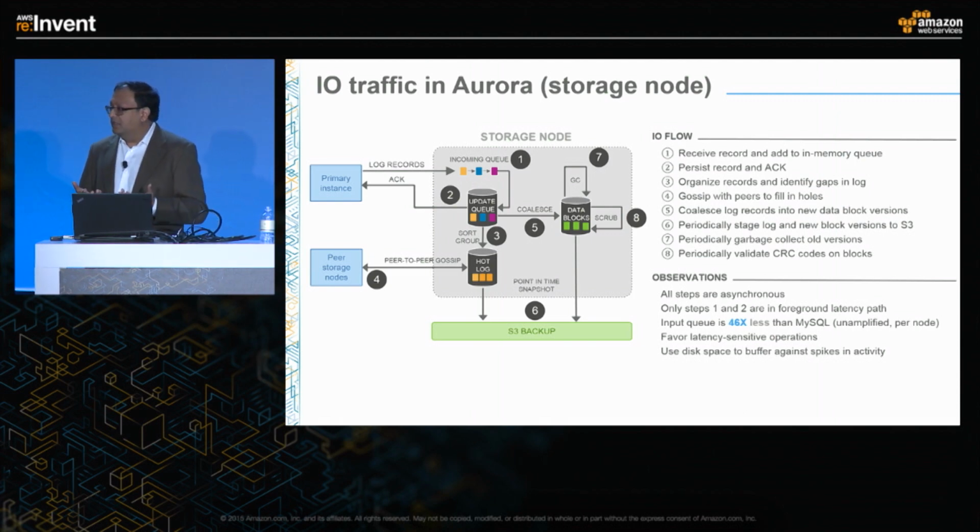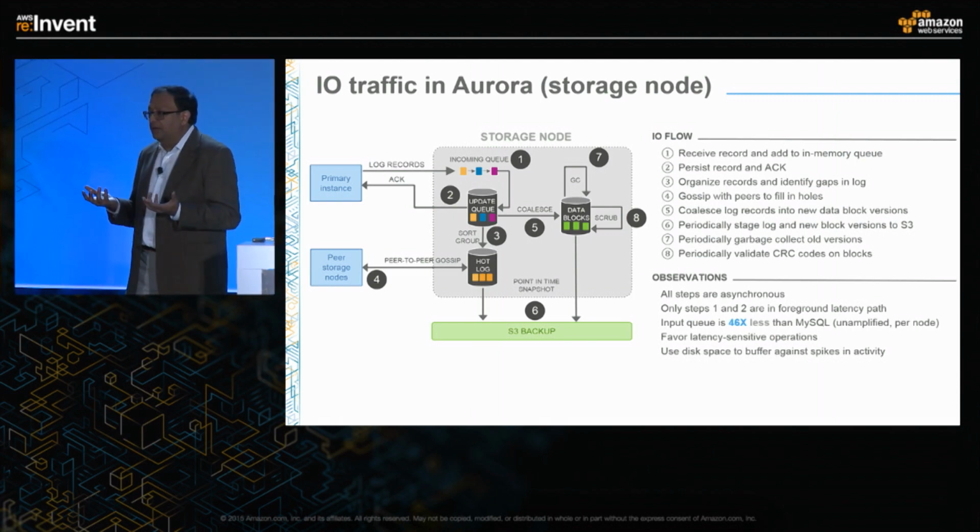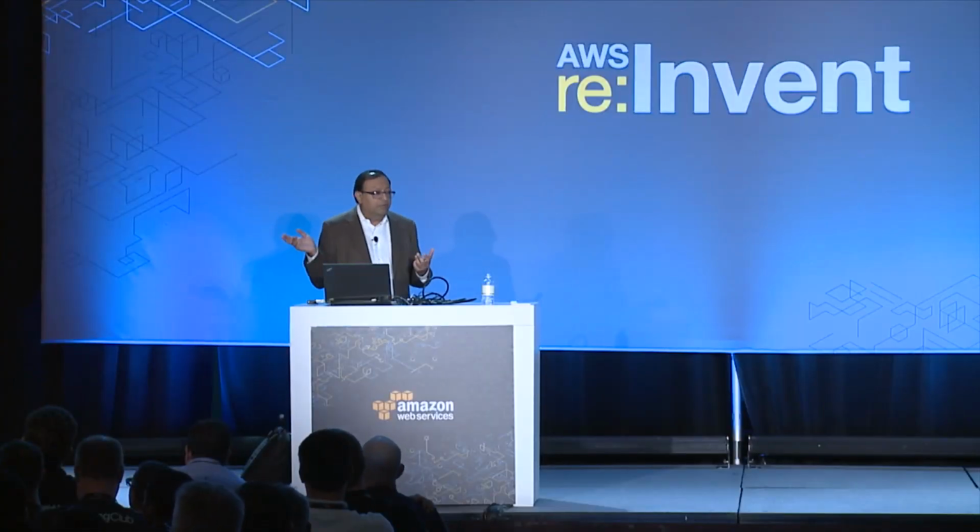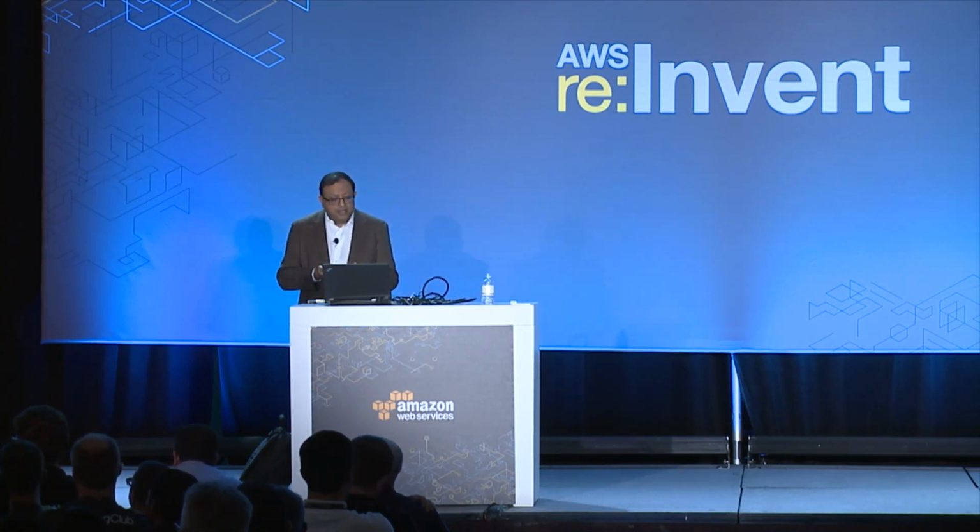At some point, you have to say, like, okay, well, maybe I missed an I/O or two along the way because network weather or whatever. And so we have a peer-to-peer gossip protocol in the background so that the individual storage nodes can talk to each other, find out which one is missing what writes, and fill in the holes, right? And so then after that step, we basically can start to coalesce these log records into data blocks.